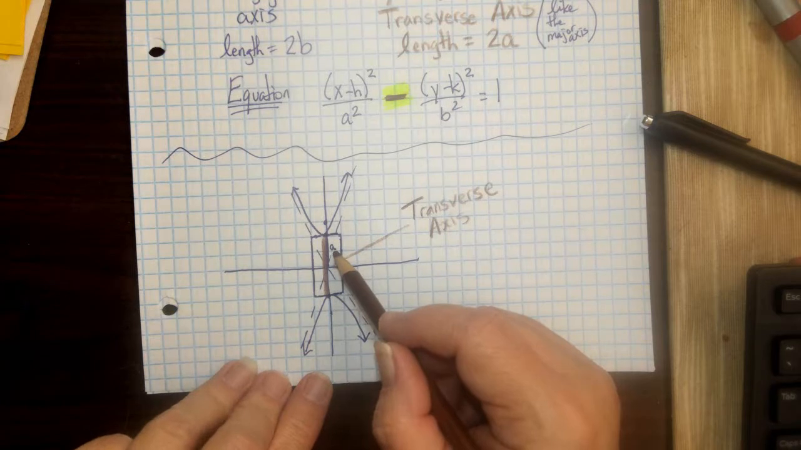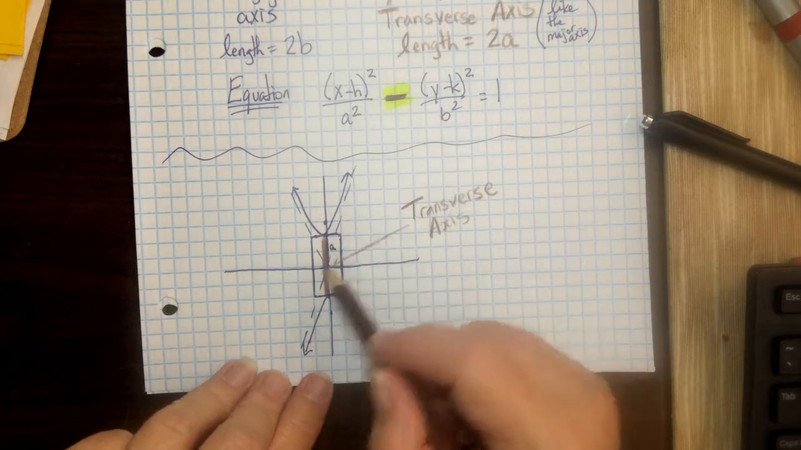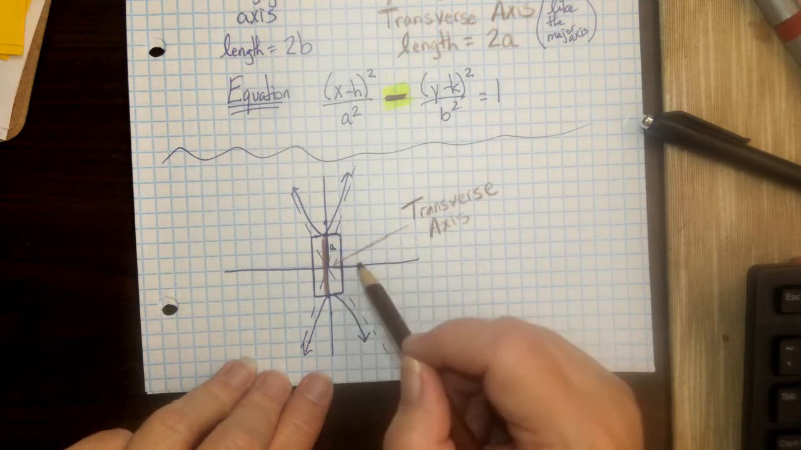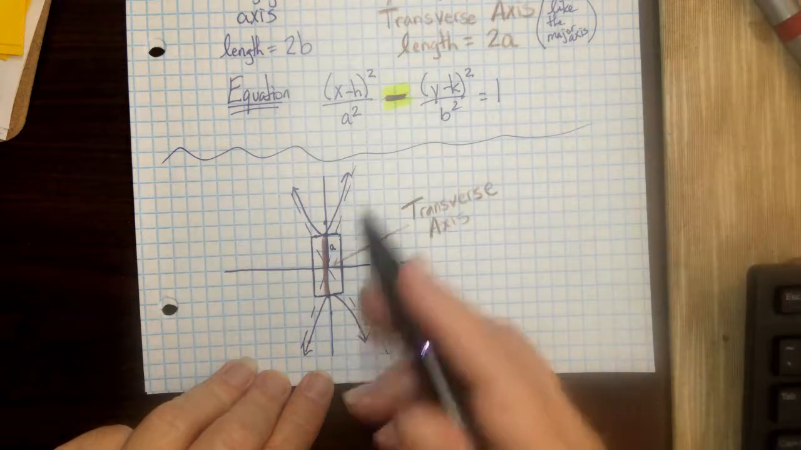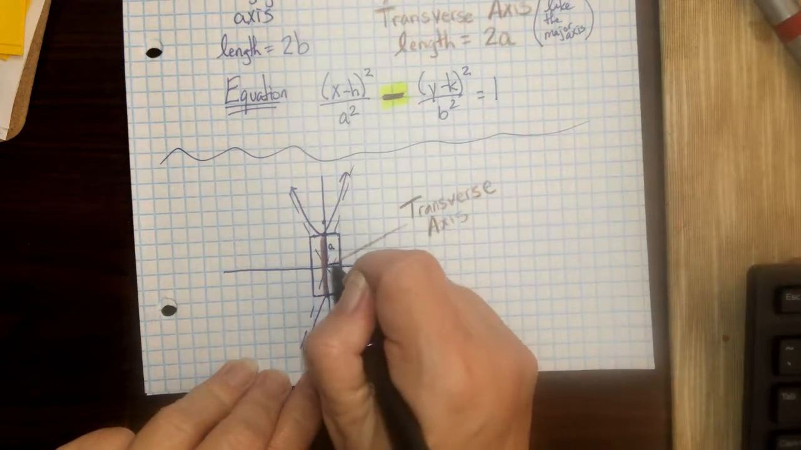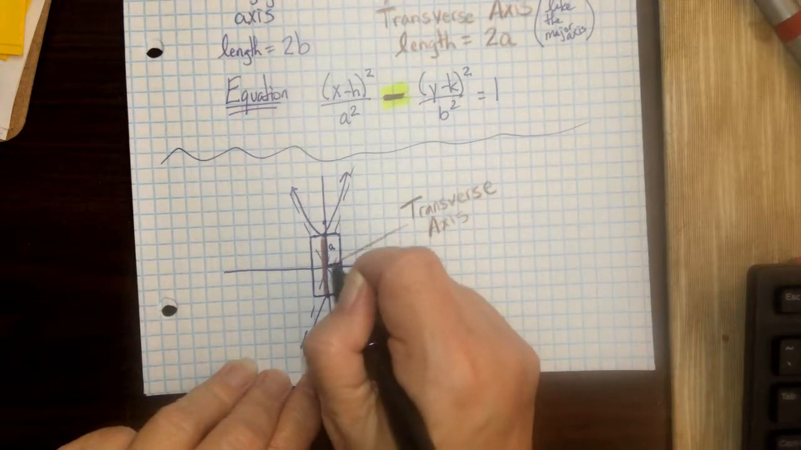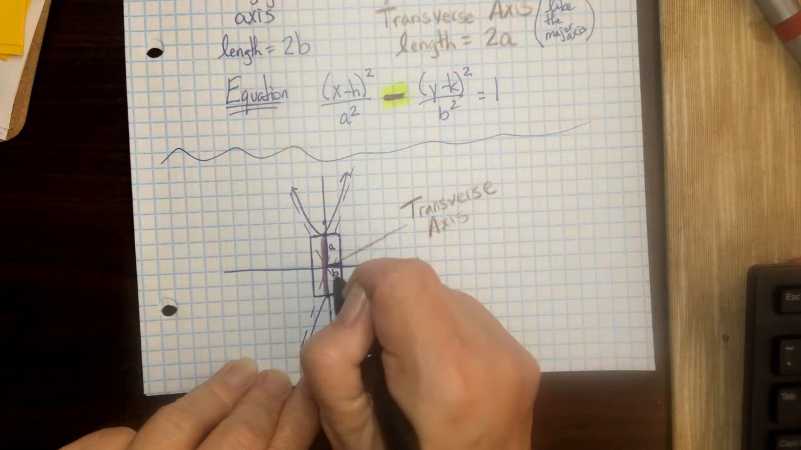Now remember, on an ellipse, A goes with the major axis, and A is always the longest. A doesn't have to be the longest on the hyperbola. But there's A, and then this distance here on my conjugate axis would be B.